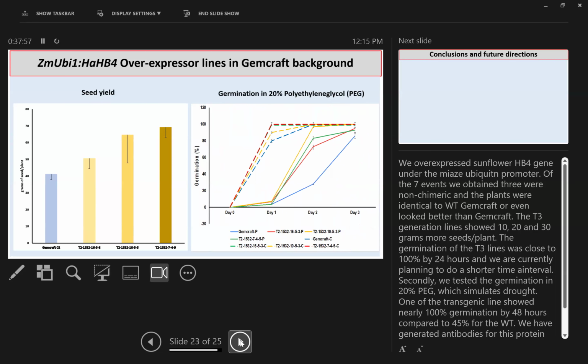And on the right side, what we have is polyethylene glycol. It's a compound that people have been using for screening for drought tolerance at seedling stages. We have been doing this for the mini core and also for the RIL population. I'm not showing any of the data here today, but when we did the germination in presence of PEG, we found that the transgenic lines were doing pretty good compared to GemCraft, which is shown in blue. Wow, so we're pretty excited about this. Looking forward to doing the drought and heat and the combined stress screening.